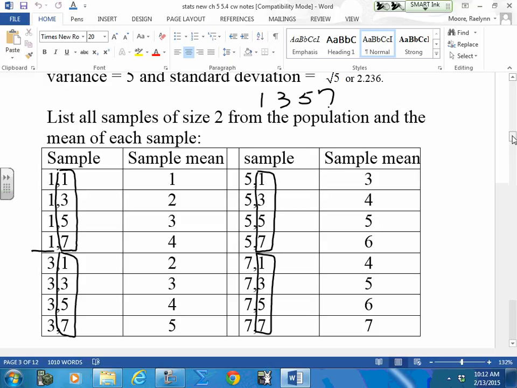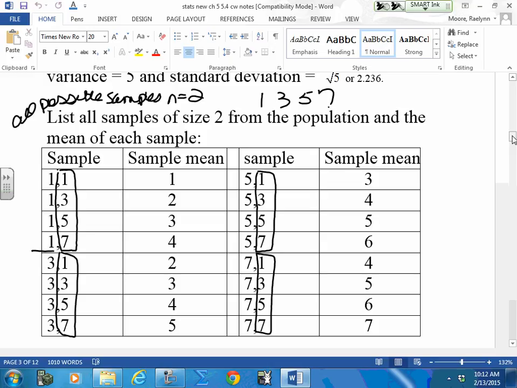These are all the possible samples of sample size 2 that I could take from that population with replacement. Okay, so far? How we got this?